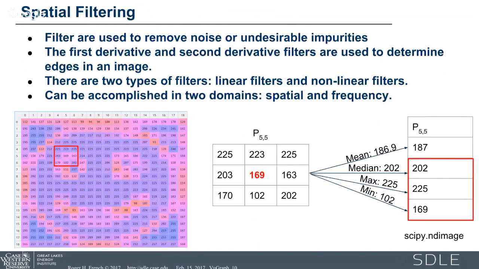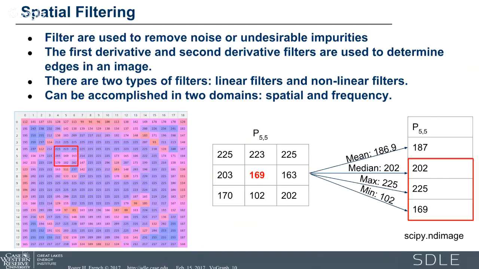The first operation we will introduce is spatial filtering. Let's first talk about what filtering is. Filtering is used to remove noise or undesirable impurities, and it can also be used to determine the edge of an object. There are two types of filters, linear and nonlinear filters, and filtering can be accomplished in two domains, spatial or frequency. The spatial filter is what we will introduce today, and the frequency domain filter is the Fourier transformation.